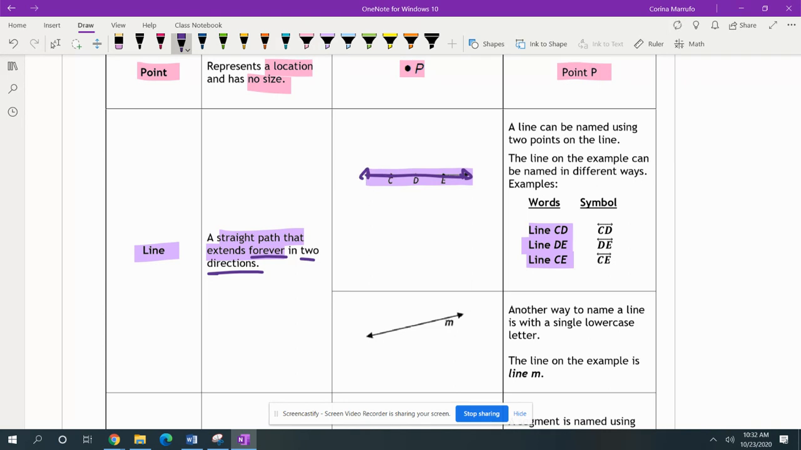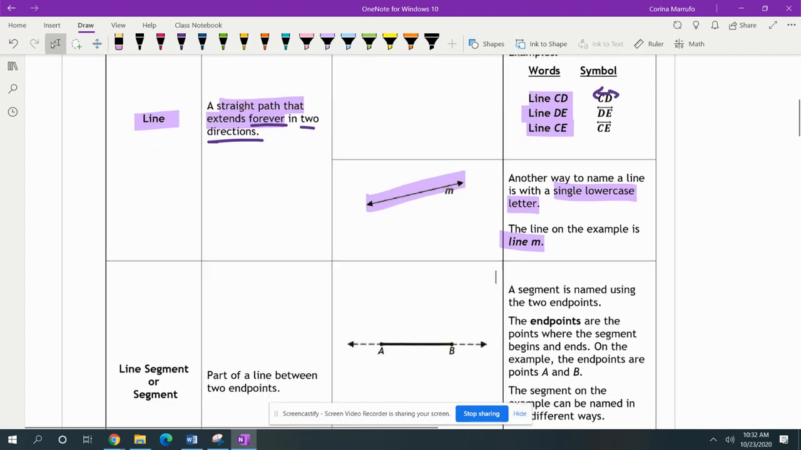Okay, and then the symbol is with a little line on top with the arrows, okay? And then you can also do line M with a lowercase letter. So a single lowercase letter, and you can call it line M. Okay, moving to the next one.